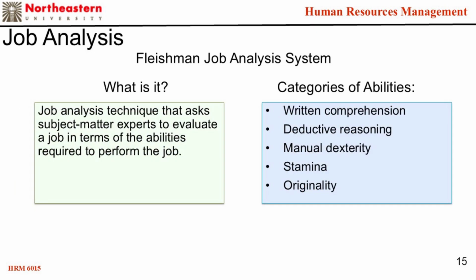The Fleishman Job Analysis System, that's just another tool that you can use to try and do some job analysis. It's available for you. They look at categories of abilities, including written comprehension, deductive reasoning, manual dexterity, stamina, and originality. Some of these jobs may not require it. This is kind of a one-size-fits-all. You can decide which questions are the most relevant and exclude those that are not.